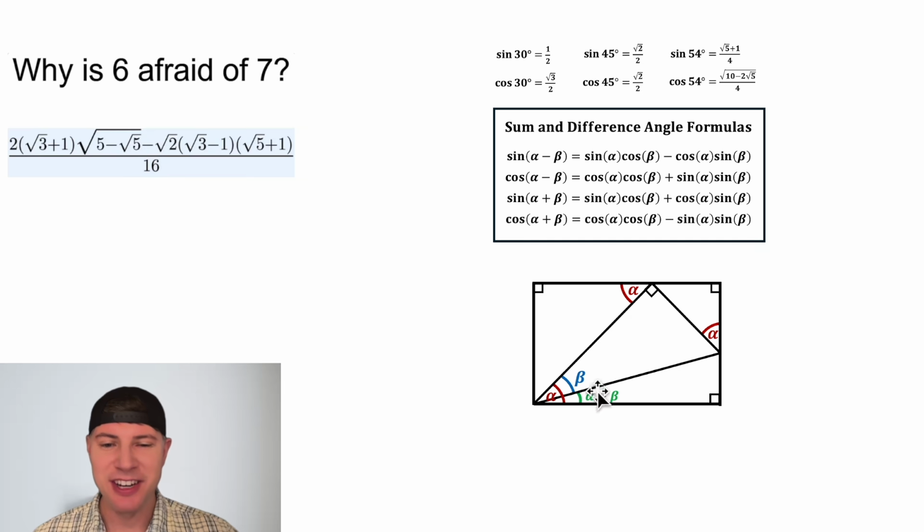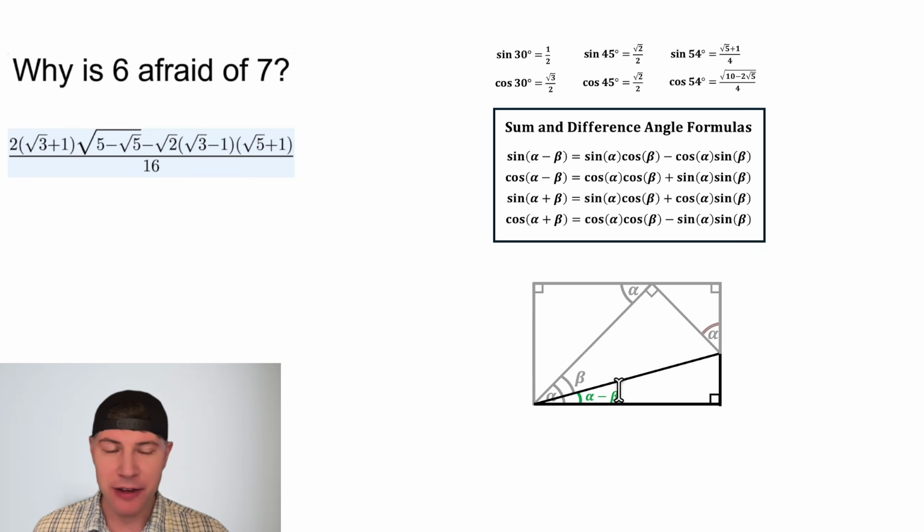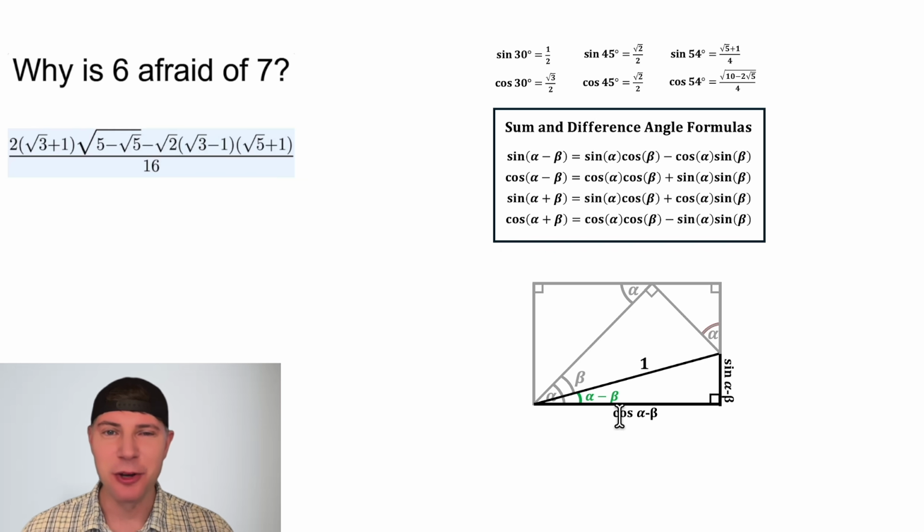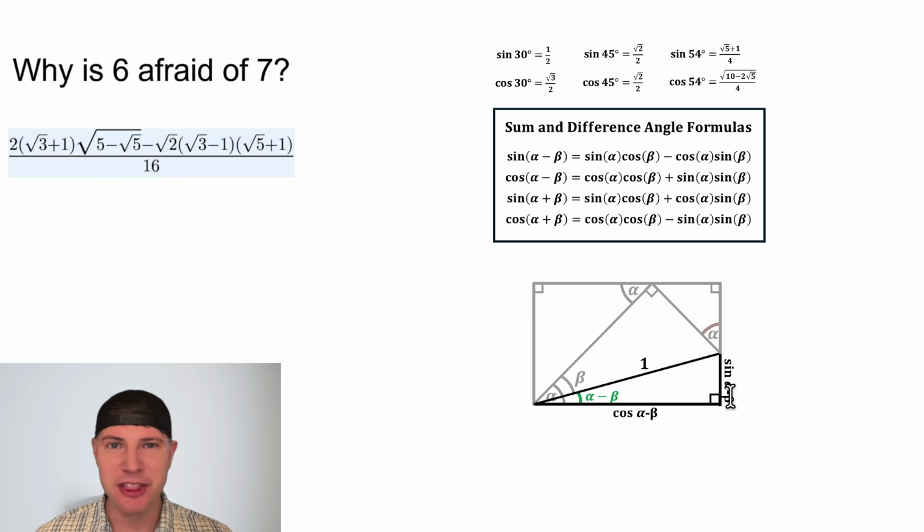Let's focus on this triangle right here. We don't have any labels yet, so let's call this hypotenuse 1. Since the hypotenuse is equal to 1, we know this side opposite of the alpha minus beta will be the sine of alpha minus beta. And this side adjacent to the alpha minus beta will be the cosine of alpha minus beta. And sine alpha minus beta and cosine alpha minus beta, that's these two things right here. So let's see if we can figure out what these are equal to.